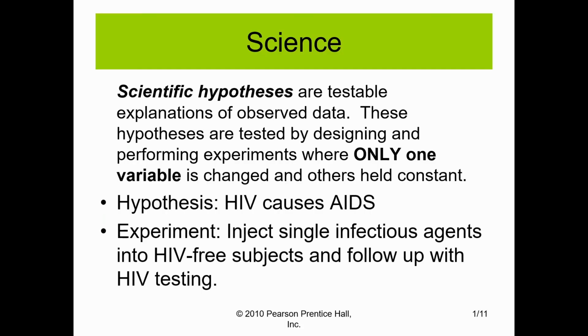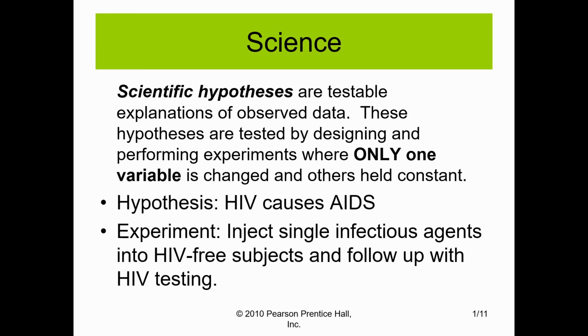So the scientific hypotheses are testable explanations of observed data. And these hypotheses are tested by designing and performing experiments where we're only changing one variable at a time. So this is an important part here. Only one variable is changed and all the others are held constant. So in a lot of cases, we have to run many experiments where we explore each of the variables one at a time. This would be an example of a hypothesis and an experiment related to that hypothesis.